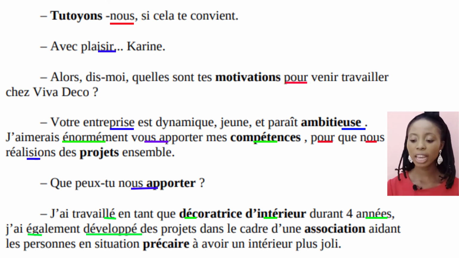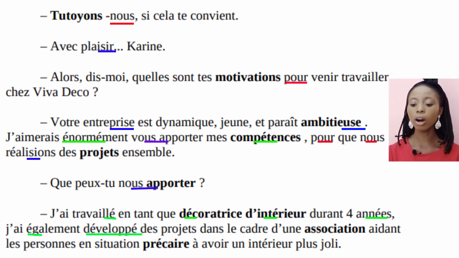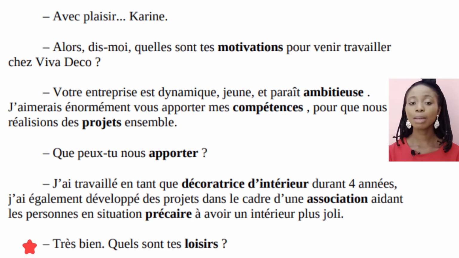Des projets dans le cadre d'une association aidant les personnes en situation précaire. So we have E sound there, we have E accent aigu, okay? À avoir un intérieur plus joli. So we have E accent aigu there, don't forget. Très bien. This time around, we are having our E accent grave. Accent aigu gives us the sound E, accent grave gives us the sound E. So we have très bien.